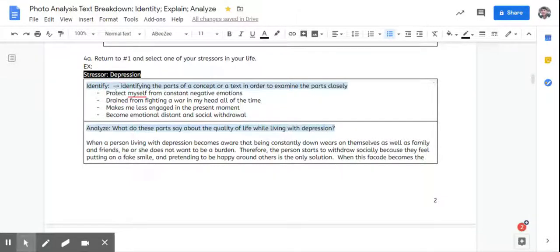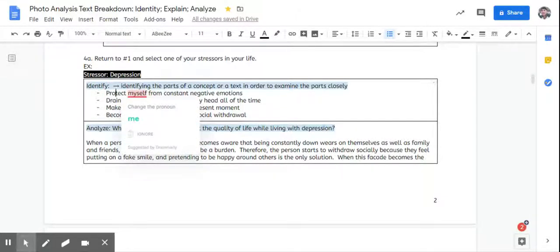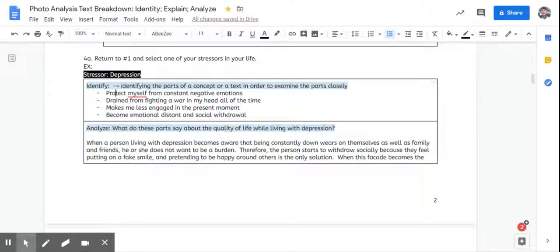The first one I said, protect myself from constant negative emotions. Drain from fighting a war in my head all the time, the constant going back and forth, back and forth. It makes a person less engaged in the present moment and becomes emotionally distant and socially withdrawn. And again, I just created a list here of identifying parts of depression, because then I want to take these parts here and examine them closely.